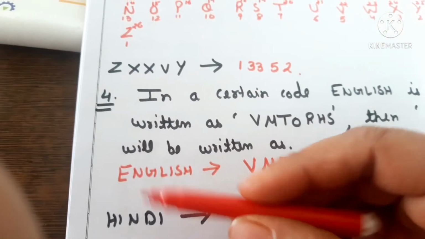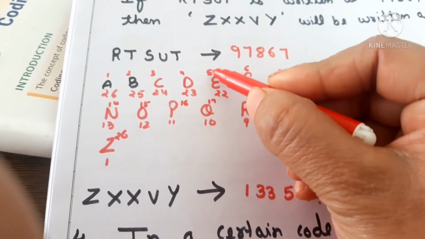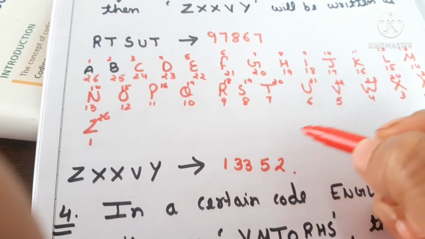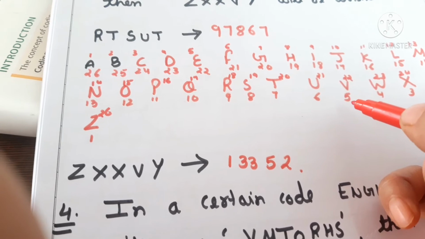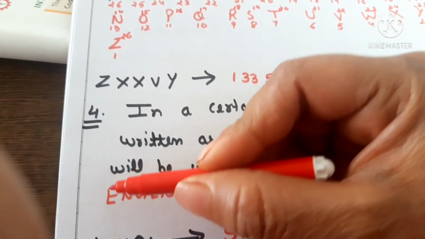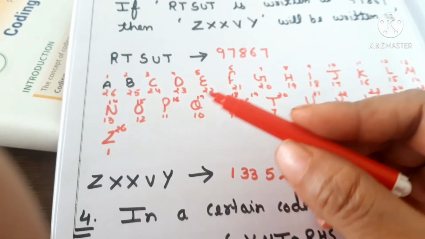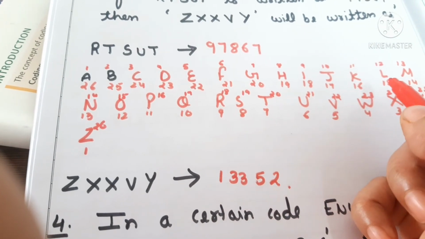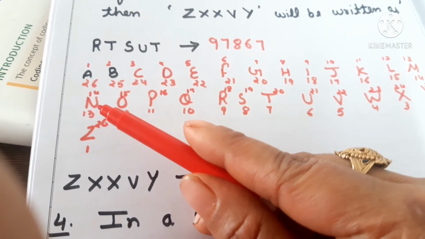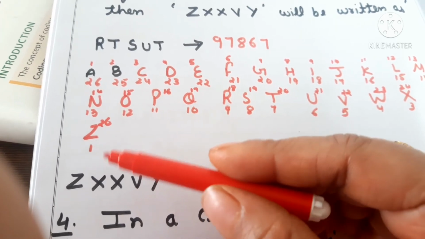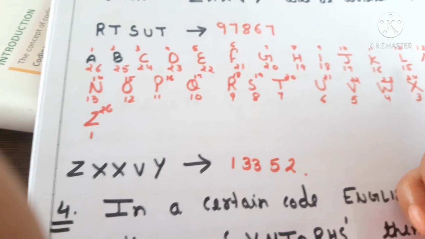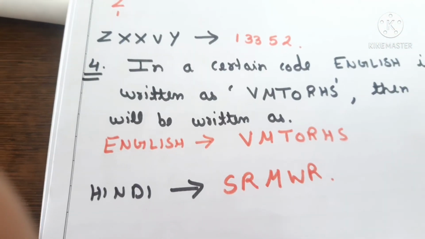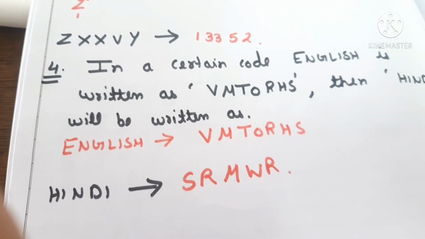So here if you can see, E is coded as V. E is at the fifth position from the front end, and from the back end the alphabet at the fifth position is V. So they had coded it as V. Now the next is N, which is coded as M. From the front end, N is at the 14th position, and from the back end, M is at the 14th position. So this is the logic they had used to encode English into VMTORHS.